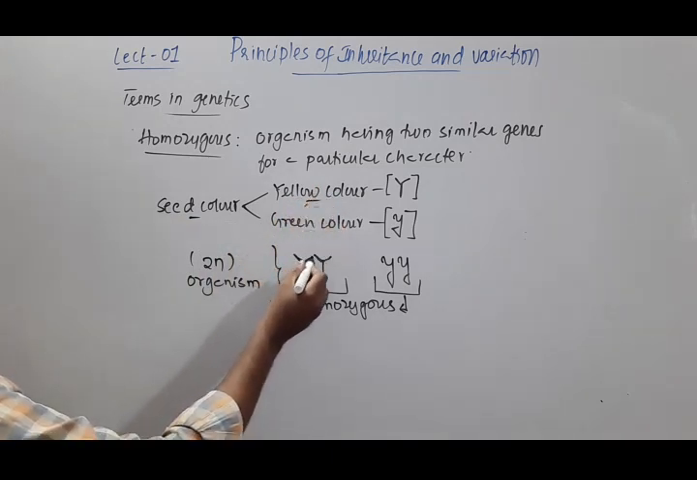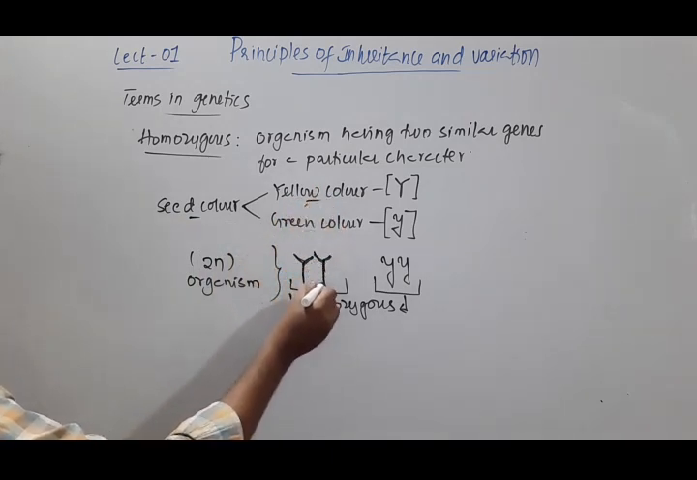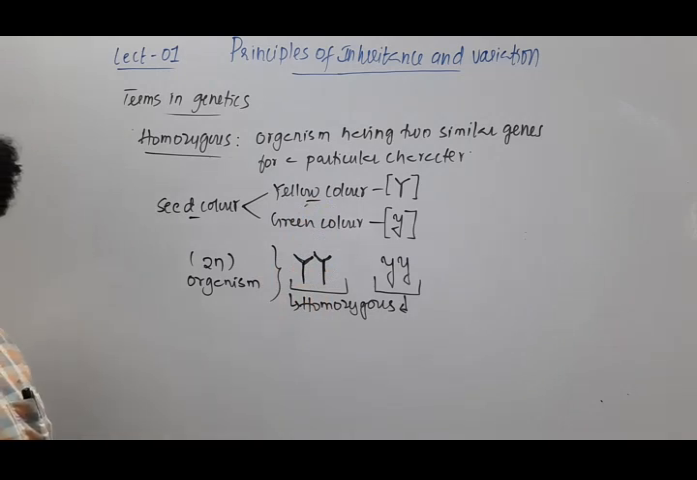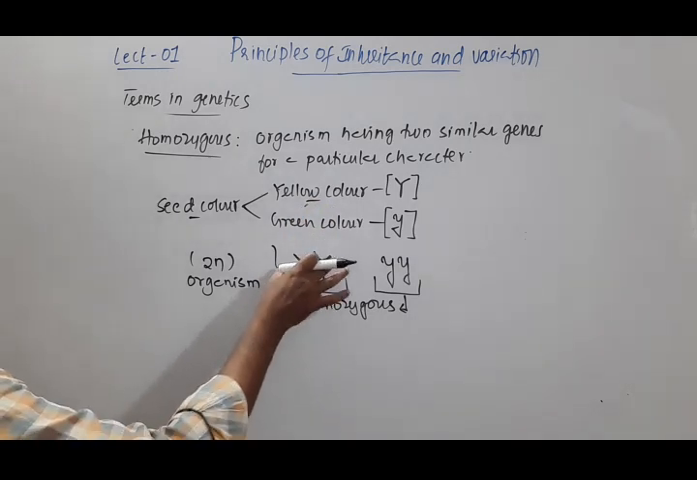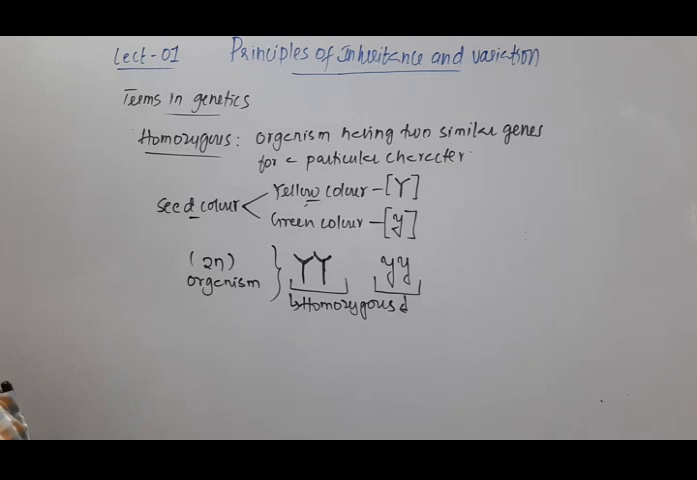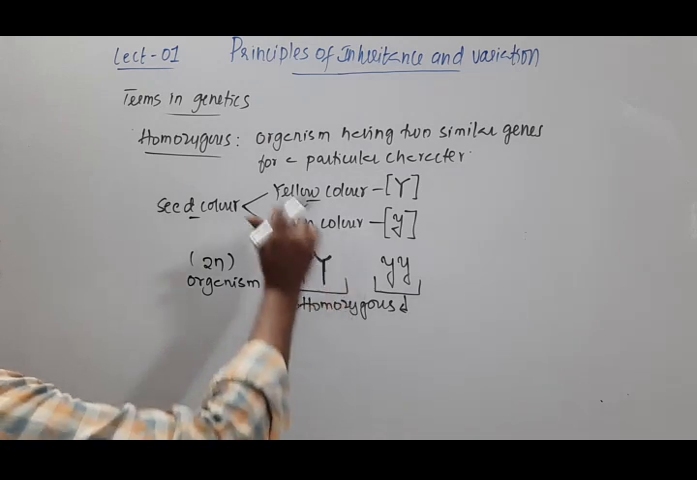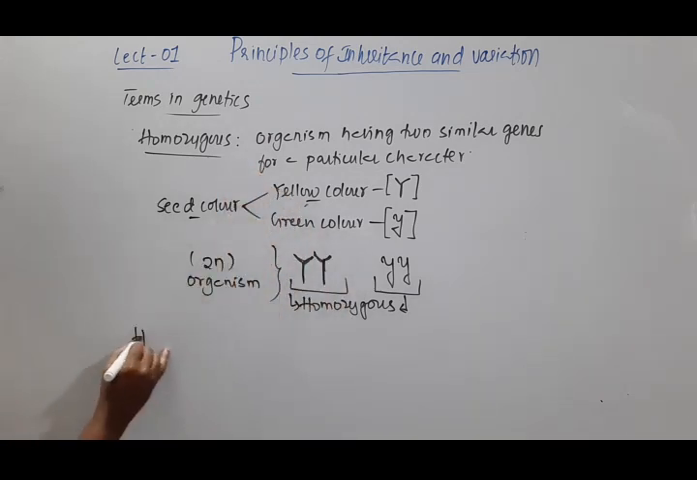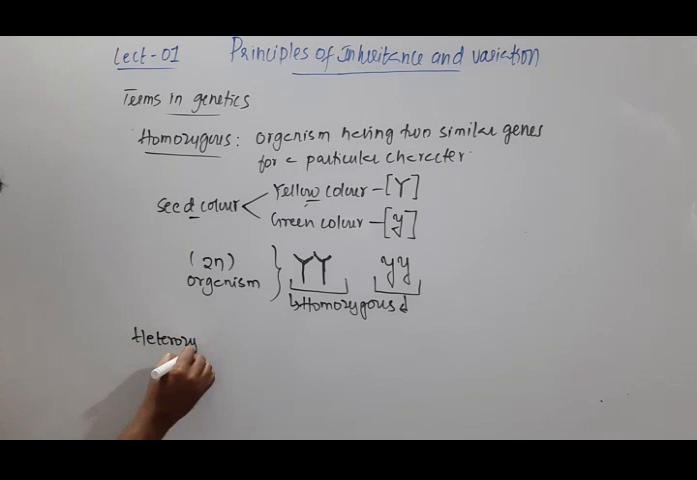So this is yellow color, and this is also yellow, so the same genes or same alleles are present, and that condition we call homozygous. Okay, it's called homozygous. Right, now we'll see about heterozygous.